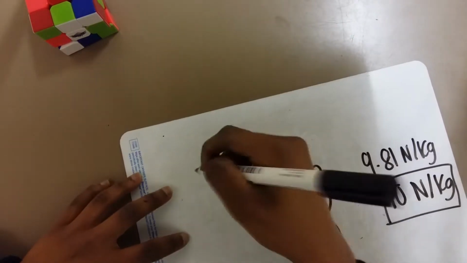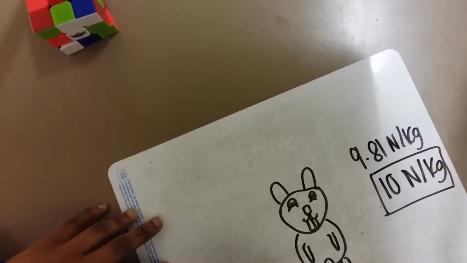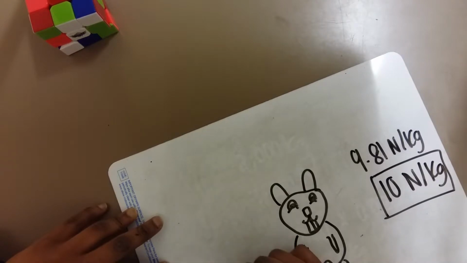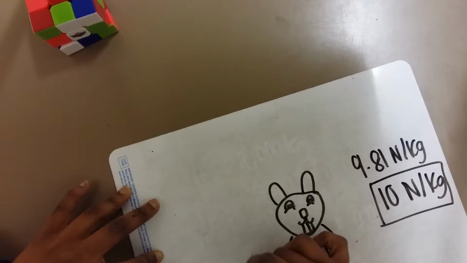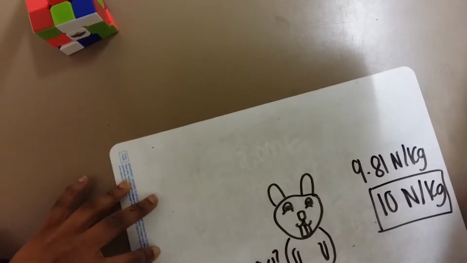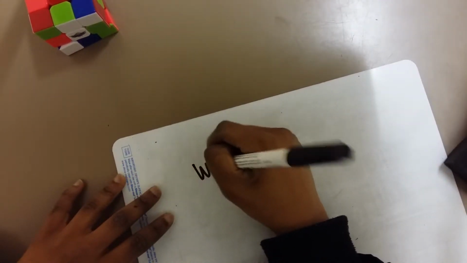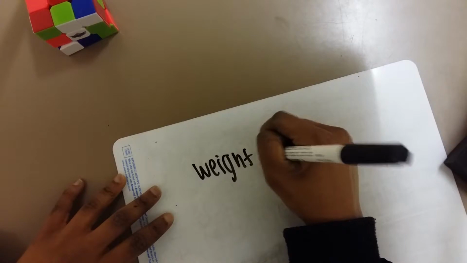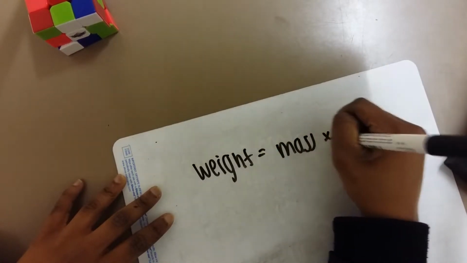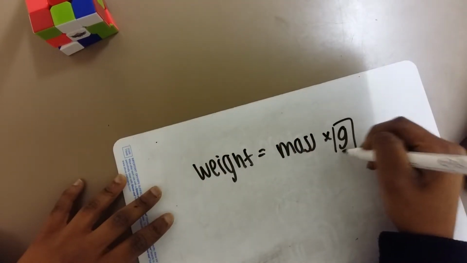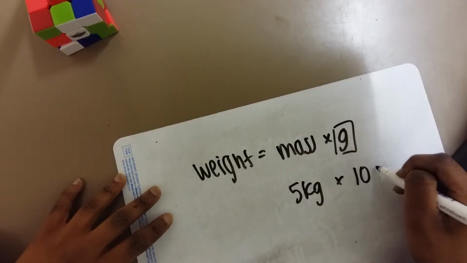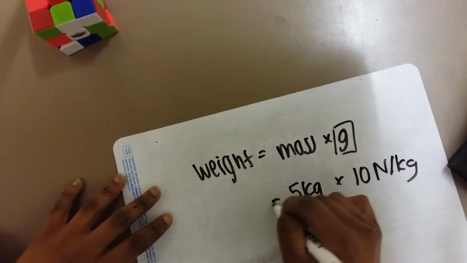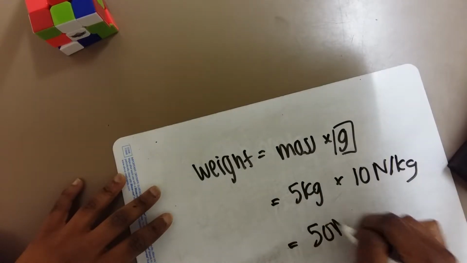So, how do we get weight from mass? Well, we could write an equation. We could say that weight equals mass times g. G depends on where you are. The mass is 5 kilograms, and we'll use the value of 10. That gives us a weight of 50 newtons.